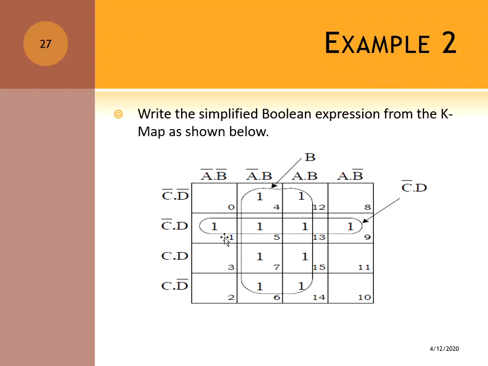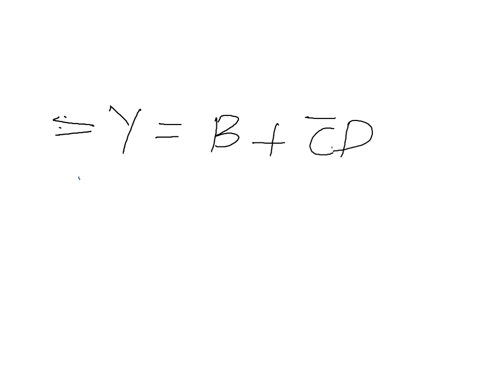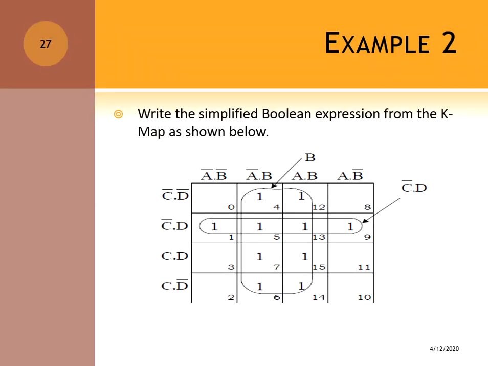And then for this one, we have 4 in a loop. So it covers the whole row here. So the row is C bar dot D. So the expression is B plus C bar D. Okay, next.